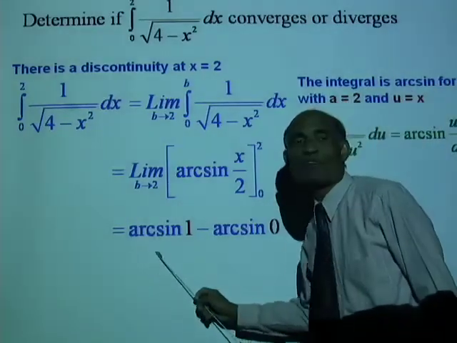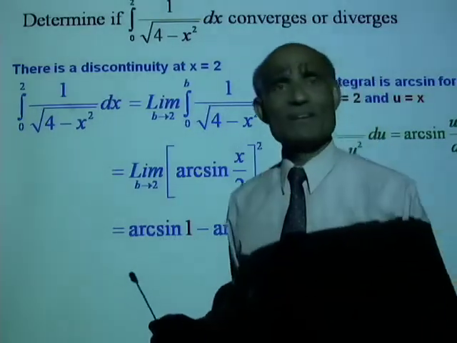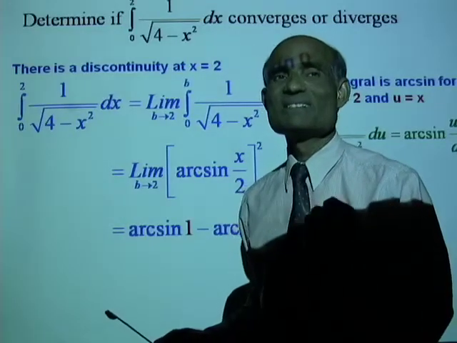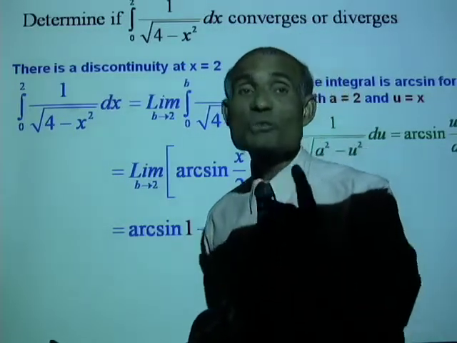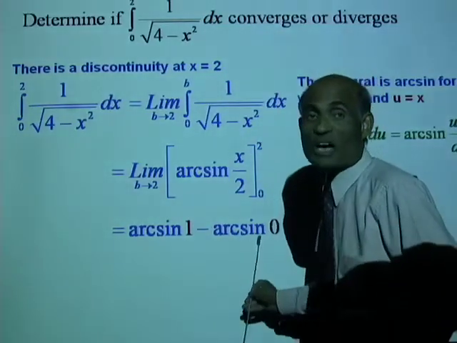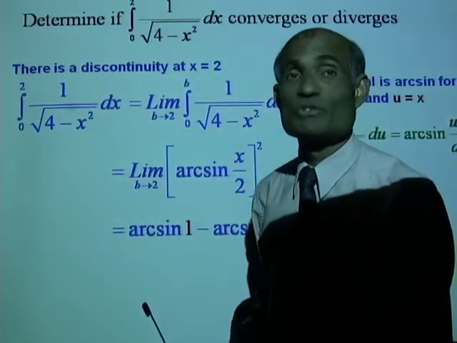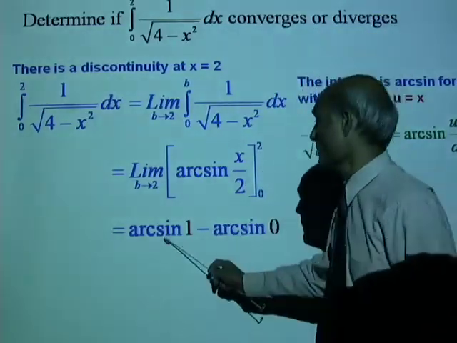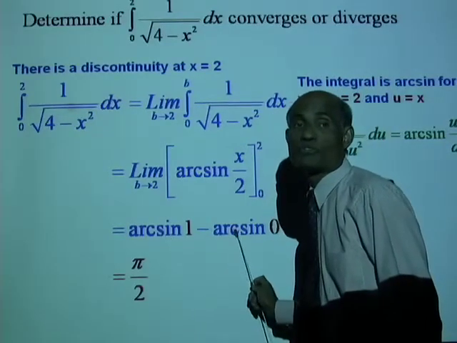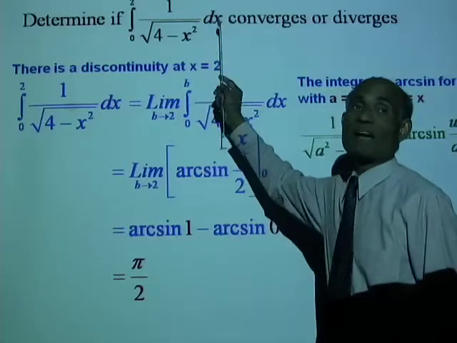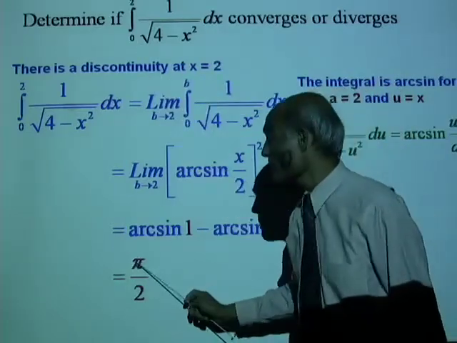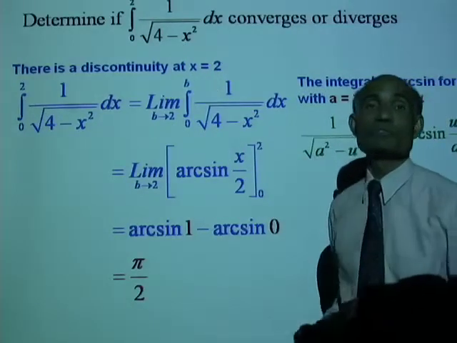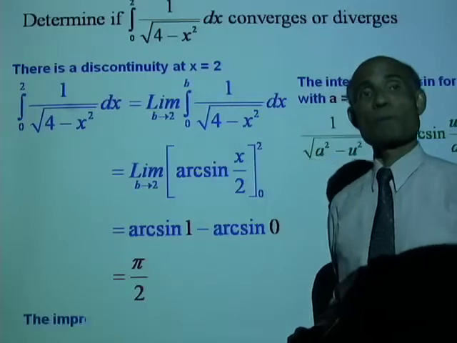Alright, what's the value of arc sine 1? Sine of what number is 1? Sine of pi by 2 is 1. And what is arc sine 0? Sine of 0 is 0. Therefore, arc sine 0 is 0. Therefore, this is pi by 2, this is 0. That means the value of this improper integral is pi by 2. The improper integral converges to pi by 2. Alright?